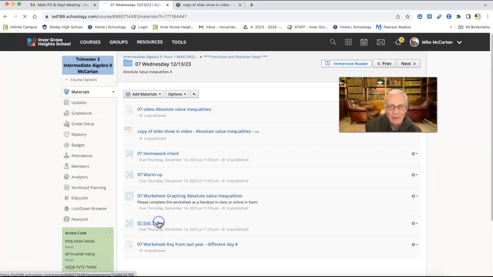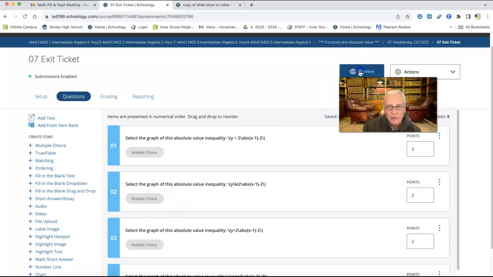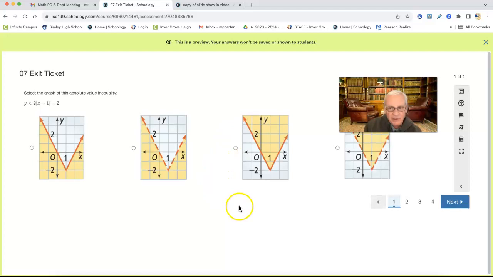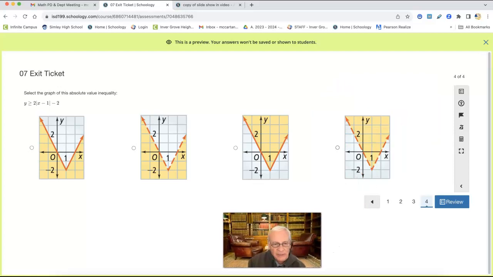Guys, the exit ticket, though, I want to leave that for you all. Again, it's a bunch of graphs, I do believe. Yep, it's a bunch of graphs. There's 4 problems, but each one has 4 graphs. It's the opposite then. It gives you the inequality, select the graph. It's only 4 problems. I need you guys to try it on your own, okay?